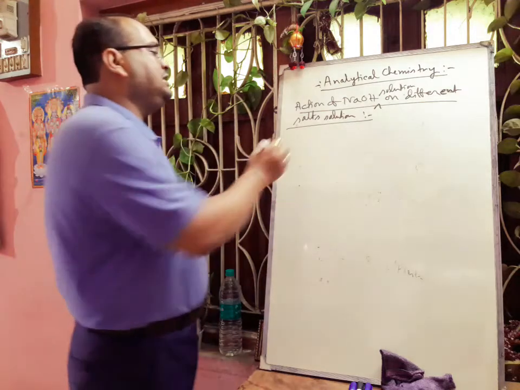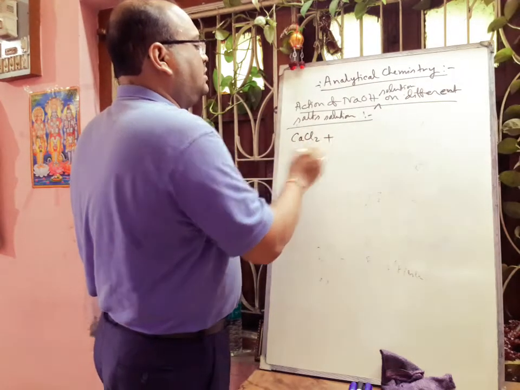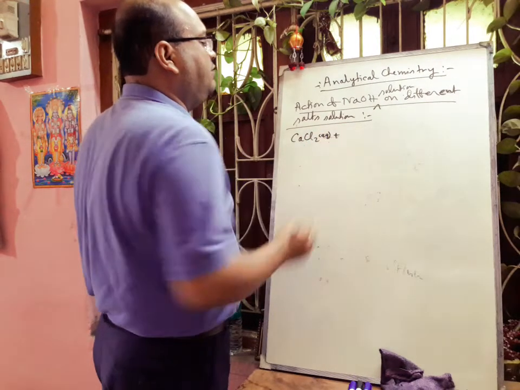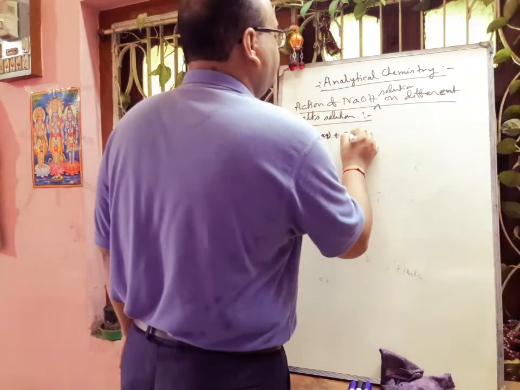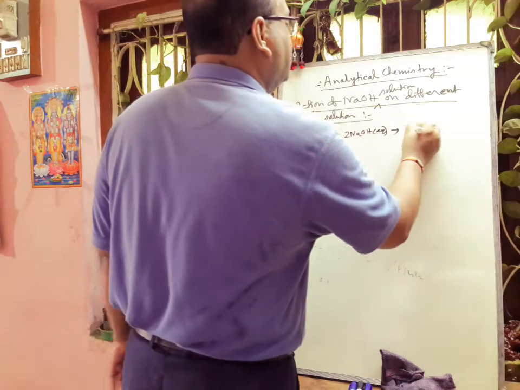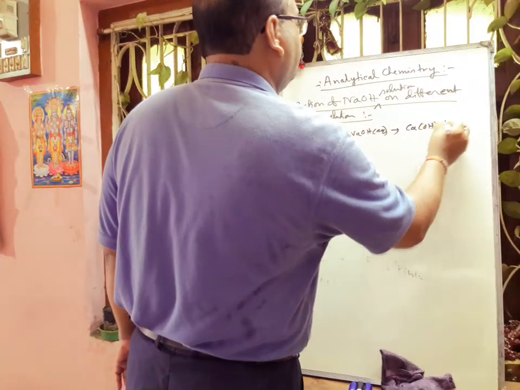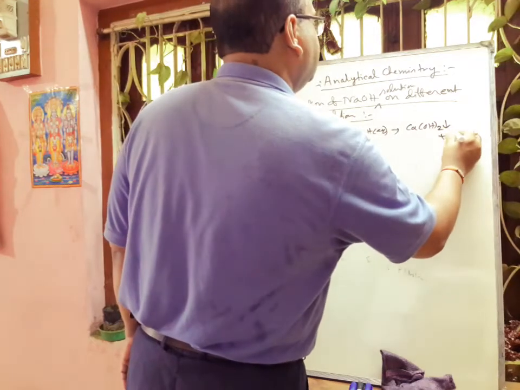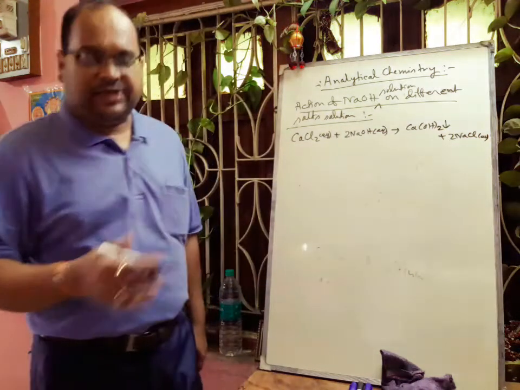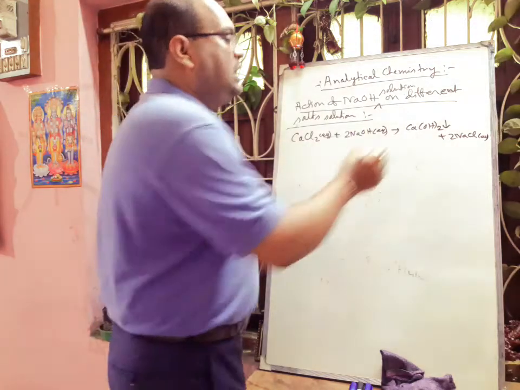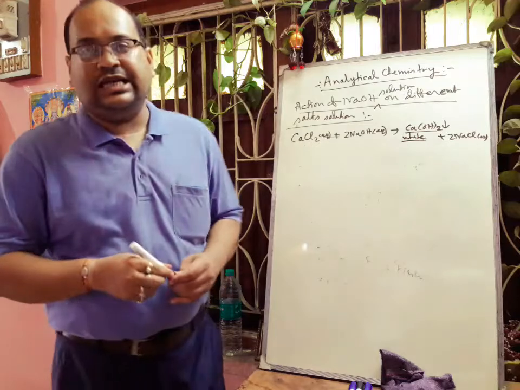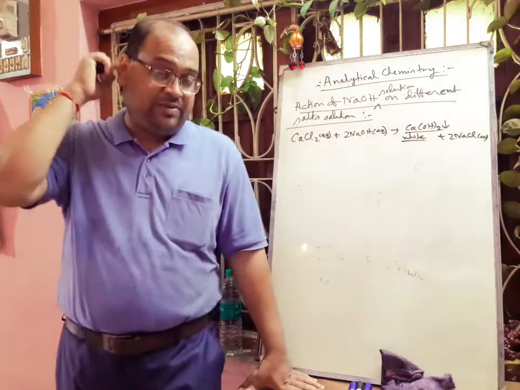Suppose first we are taking calcium chloride aqueous solution. Then if we add sodium hydroxide solution, that will produce calcium hydroxide precipitate plus 2 NaCl solution. So that will be solid. So there will be precipitation of calcium hydroxide. Now what is the color? The color will be white. Calcium hydroxide, generally in books it is written, is a chalky white PPT.